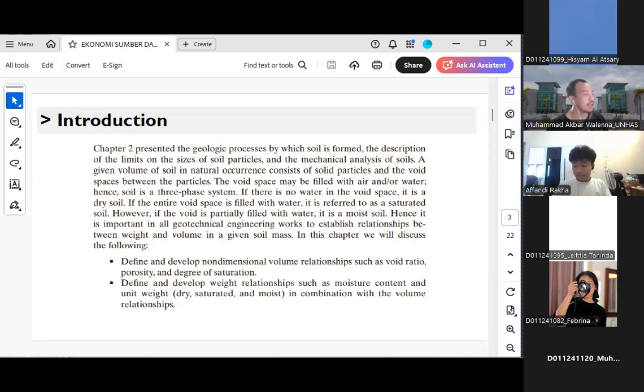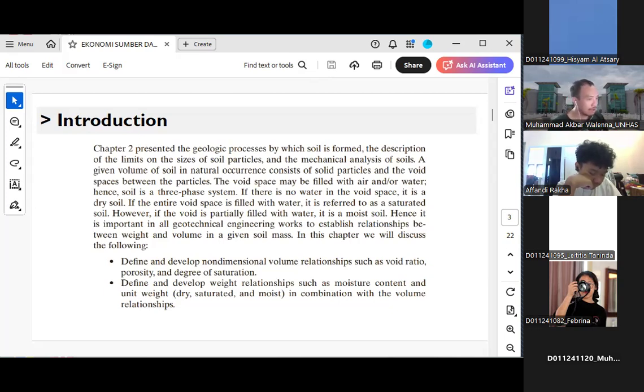In the third scenario, if the soil has both air and water, then it means that the soil is a moist soil. So we have a term for dry soil, when there is no water in the soil.